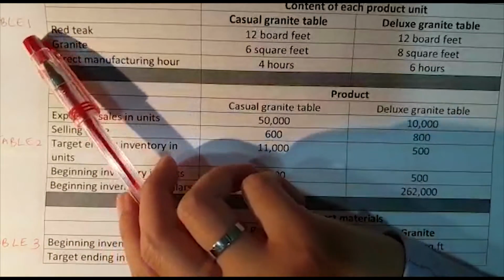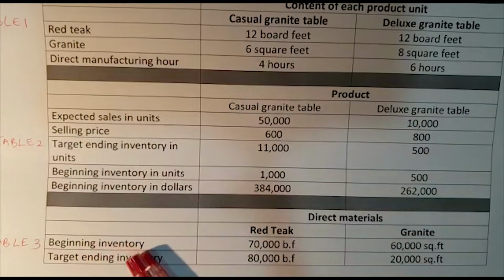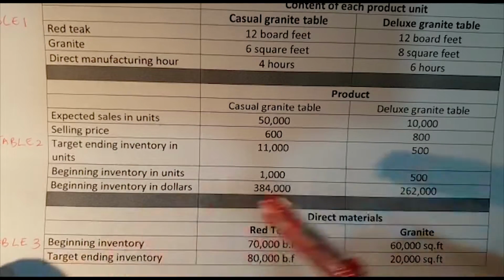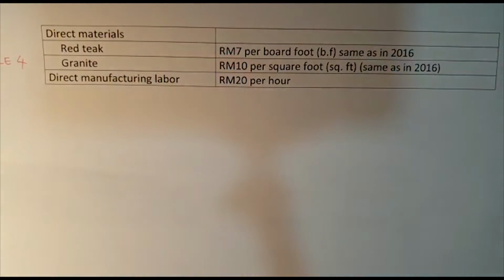I name it as table 1, and the information in this table I call table 2, and the information on direct material here I will call table 3. Now we look at other information given.